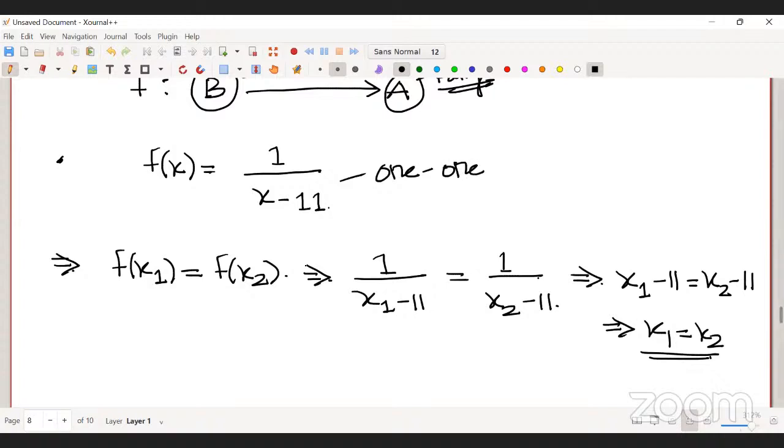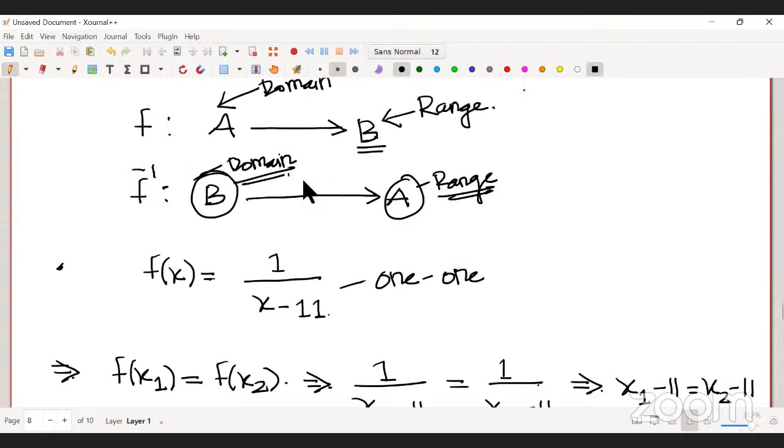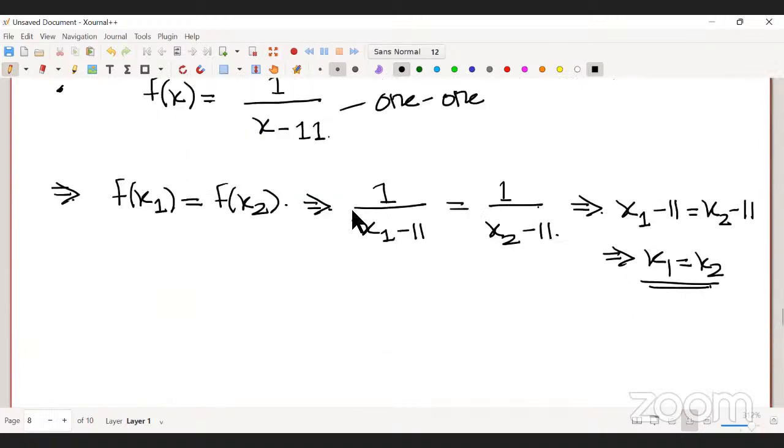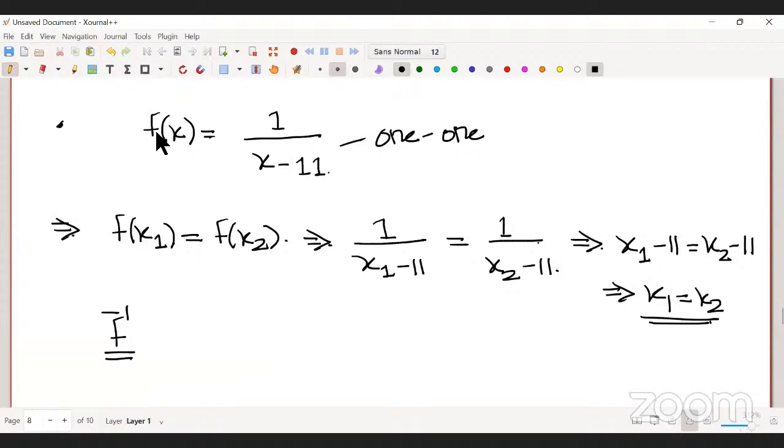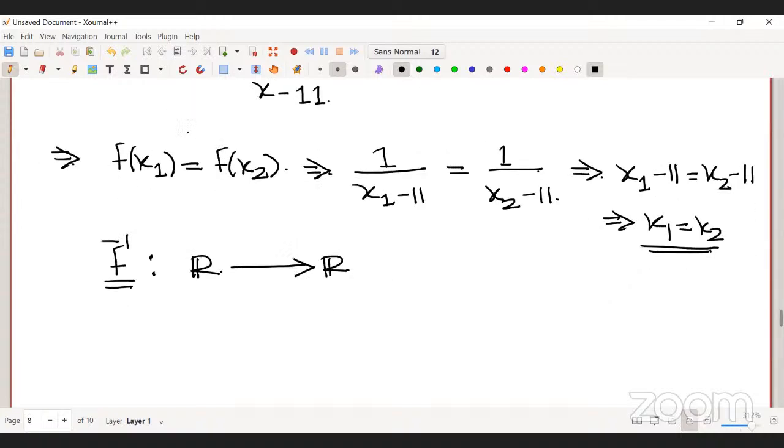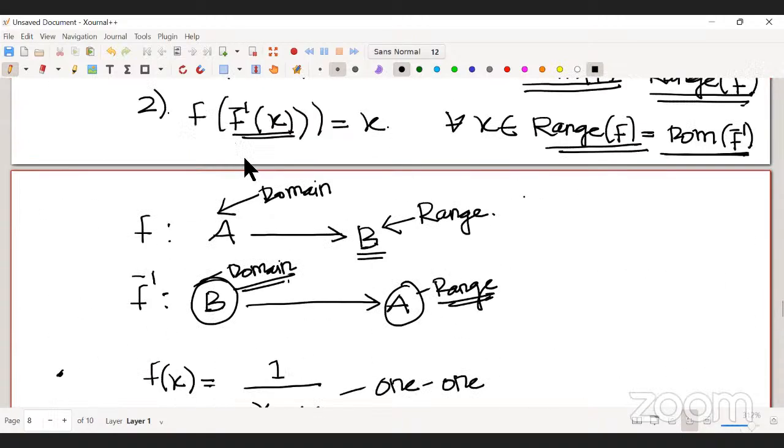And what I want to compute is the inverse of this function. I want a map f inverse which satisfies these two conditions, that if I compose f inverse with f, I should get the identity map. Suppose I have a map f inverse, and f inverse of x is some number y. So I want a map f inverse which satisfies these two conditions.